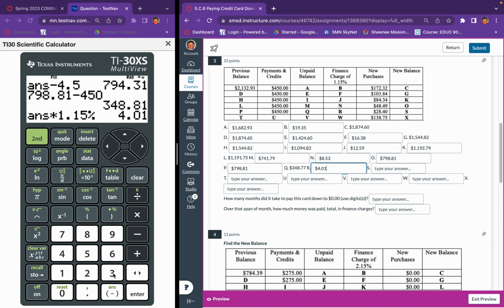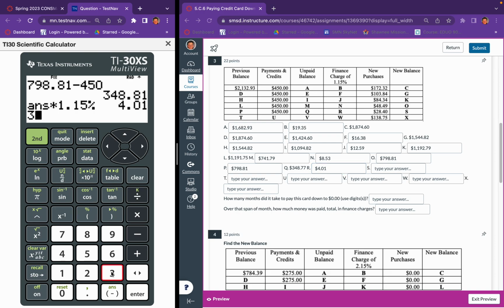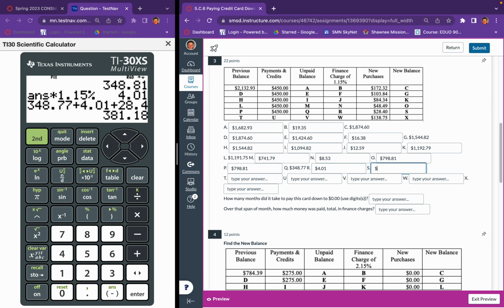So we owed them $348.77. They finance charged us $4.01. We used the card $28.40. So we still owe them $381.18. And what we owed them to end one cycle, we owe them the same amount to begin the next cycle.